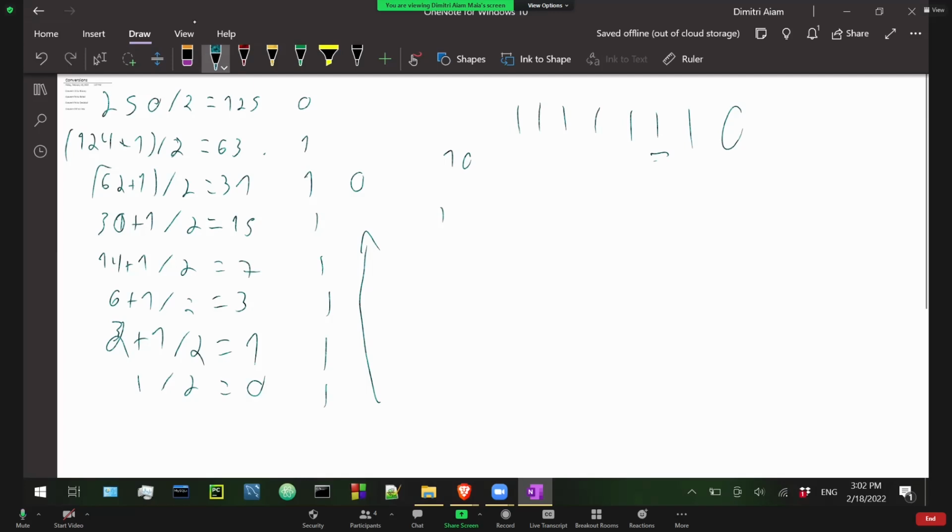6 divided by 2 is 3 remainder 0. I'm trying to find where it is. When you start from the top, 250 divided by 2 is 125, remainder 0. 125 divided by 2 is 62, remainder 1. 62 divided by 2 is 31, remainder 0. Shouldn't it be 62 with remainder 1 instead of 63?